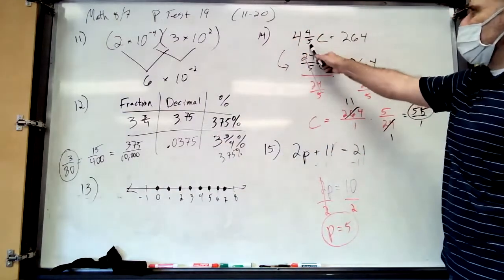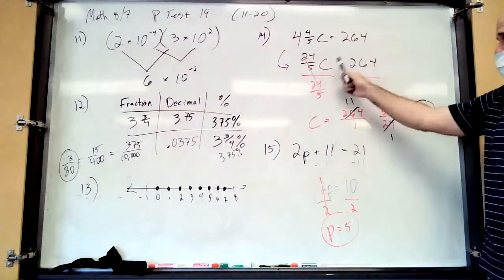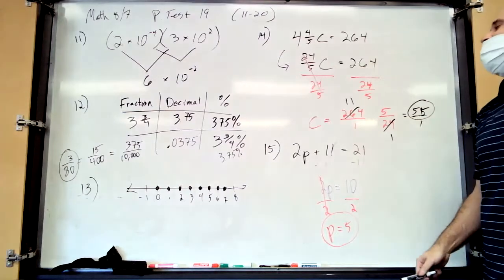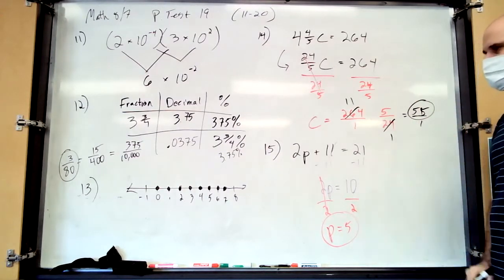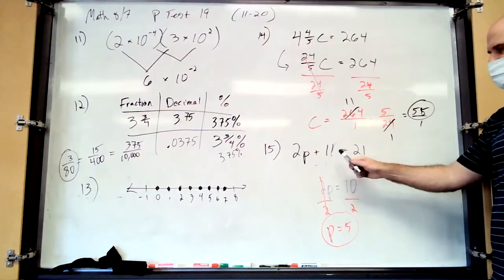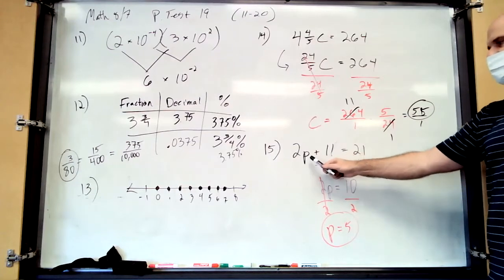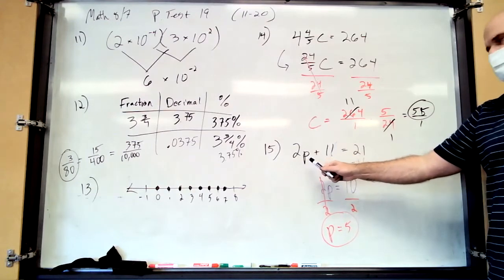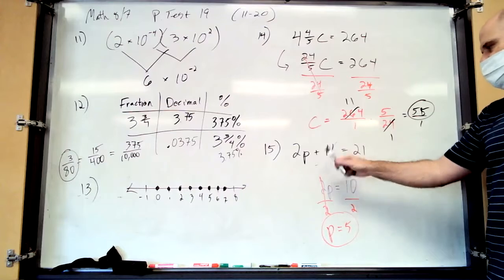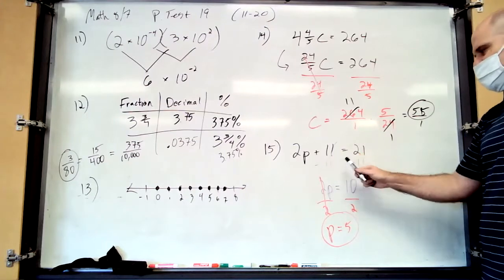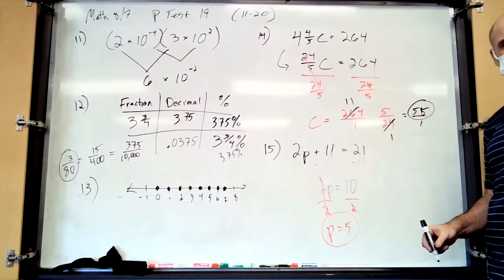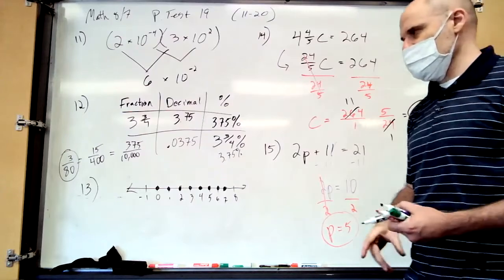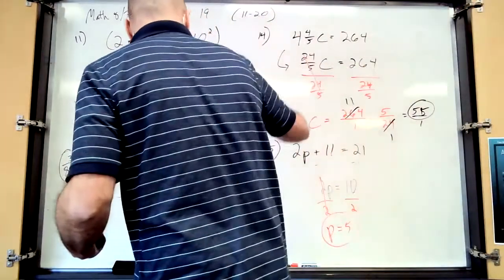Number 14, you have to divide both sides by 4 4/5. So turn that into an improper fraction, copy dot flop, get 55. Number 15, it's a two-step equation. You have to get rid of 11 first, get rid of the guy that's not very close to P. All right? So get rid of 11 first. Whatever you do to one side, do to the other. And then get rid of the 2 by dividing, because you're doing the opposite operation. All right, 16 through 20.